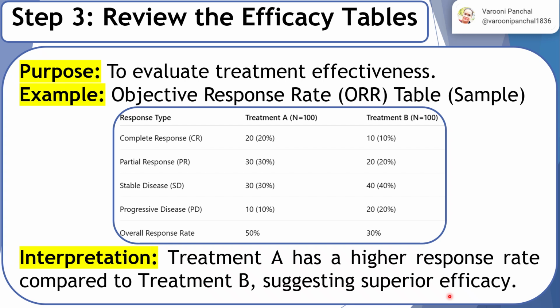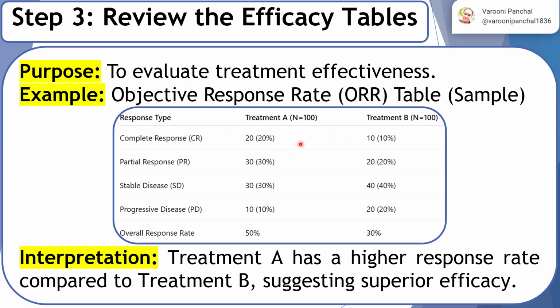So what you understand from this is the complete response, the positive side of the reaction, that is, by consuming treatment A, there are 20 such patients, right? Whereas when patients consumed treatment B, only 10 showed complete response. So which is better? It's a common layman's question.